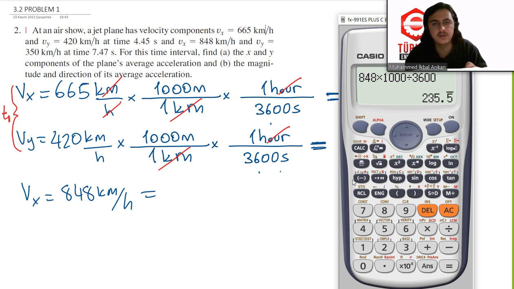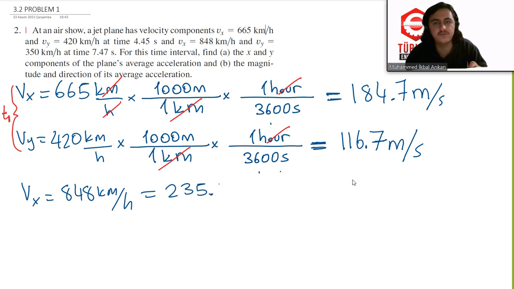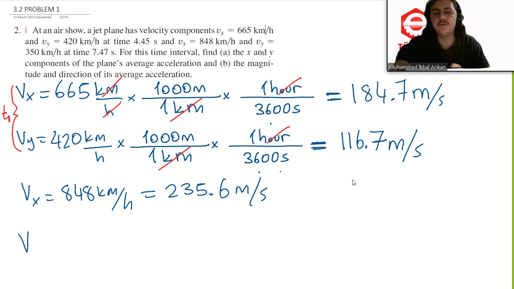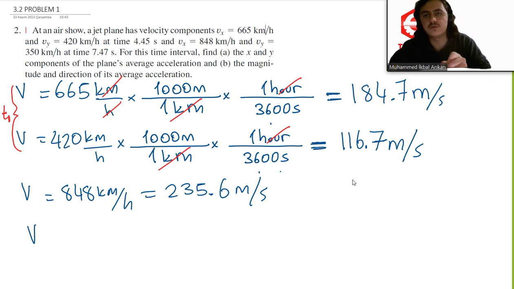So it is 235.5. Let's round it to 235.6, meter per second. What about Vy? It's the second case. These are initial values, so I put initial here and final here. So this is initial x and initial y, and here final of x and final of y.